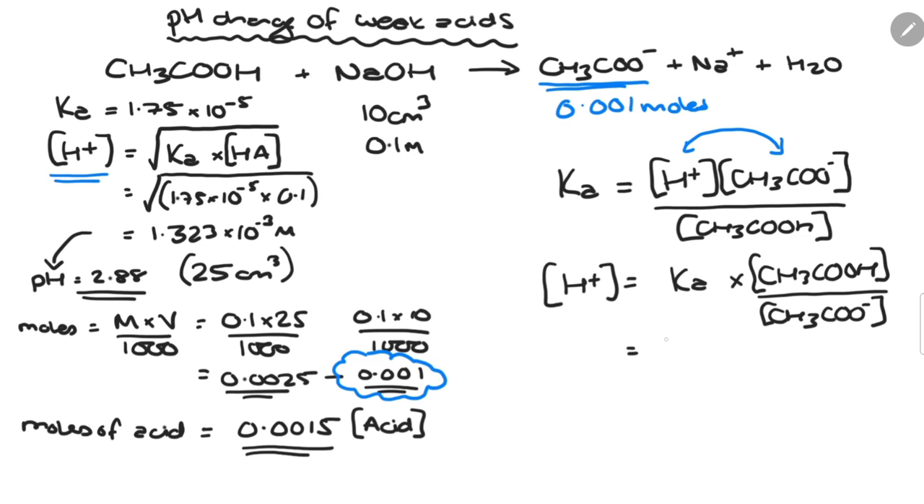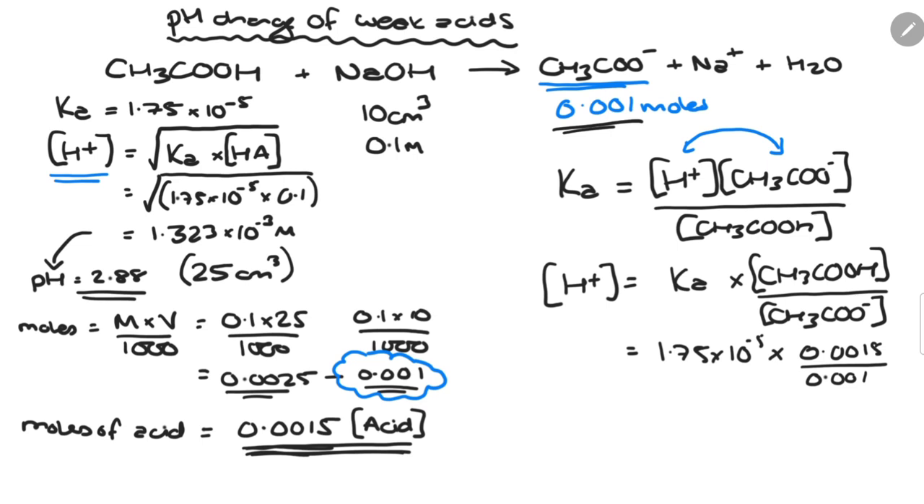Now, we know Ka, we were given that, you would be given this in a question, that would be 1.75 times 10 to the minus 5. And we need to now multiply by this ratio of acid divided by concentration of conjugate base. Now, we have already calculated the number of moles of acid, which is here on the left hand side, the 0.0015, and we have also calculated the number of moles of the salt, that being this 0.001 here. And we can use those two ratios directly.